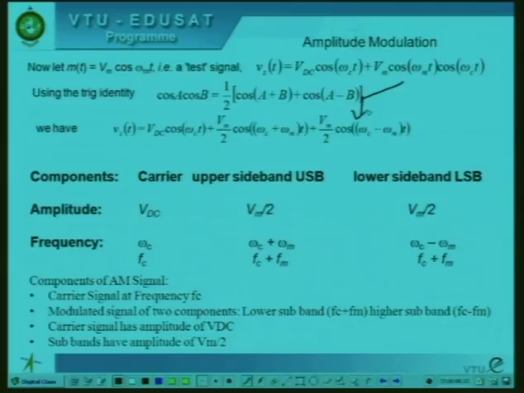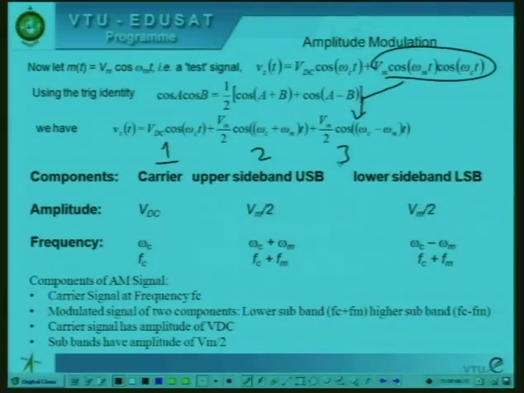Now we find that there are three important terms in the amplitude modulation signal. The first term is cos of omega Ct, that is the carrier signal. The second term is omega C plus omega m, obtained from the second term available here. The third term is omega C minus omega m. So the three important components are omega C, omega C plus omega m, and omega C minus omega m.